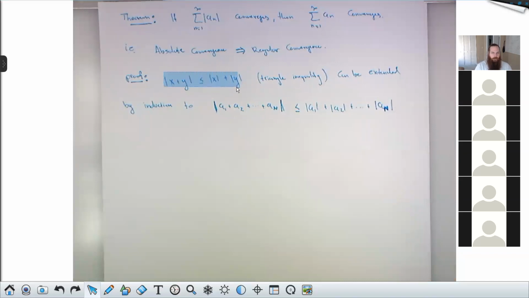So to understand the original triangle inequality, I want you to think about it in a few different cases. If x and y have the same sign, are either both positive or both negative, then the left-hand side here is equal to the right-hand side. Try plugging in some numbers.